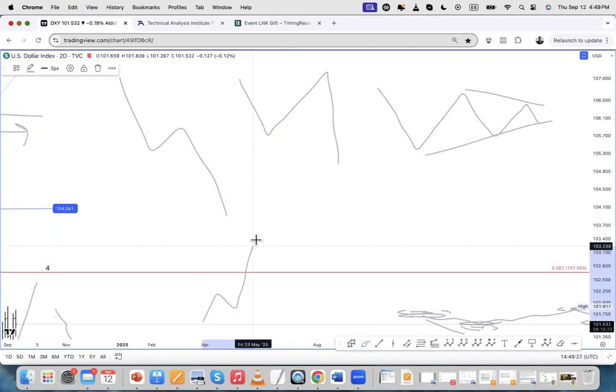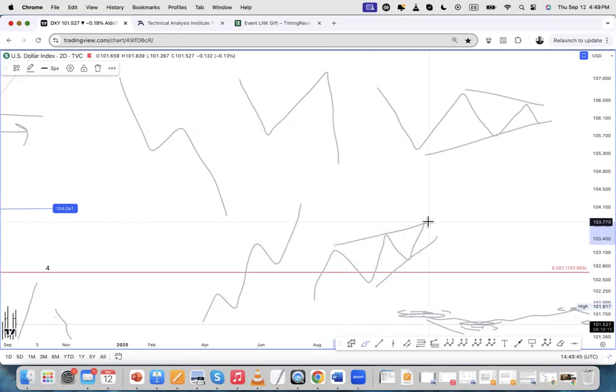impulses that move exactly the way that we have been discussing so far, and something that looks like a triangle. It moves like this. It moves like a triangle. You can actually put the lines like that as a triangle. But the difference between this triangle and this triangle is that this triangle is sideways. It doesn't go anywhere. Whereas this type of triangle moves in the direction of the trend.